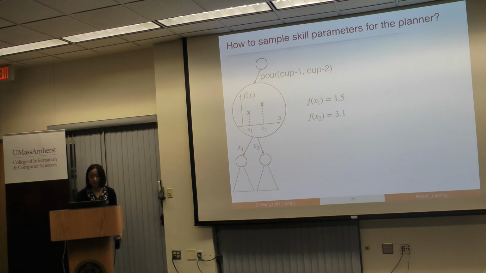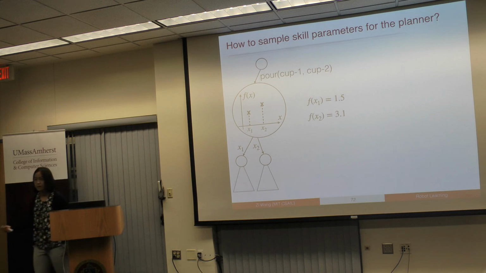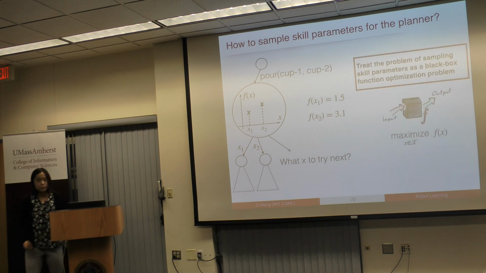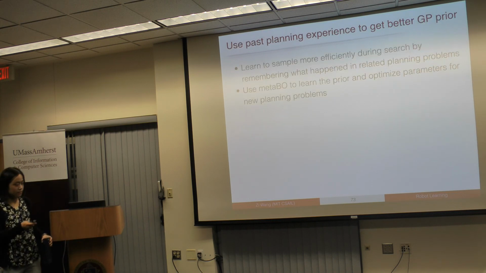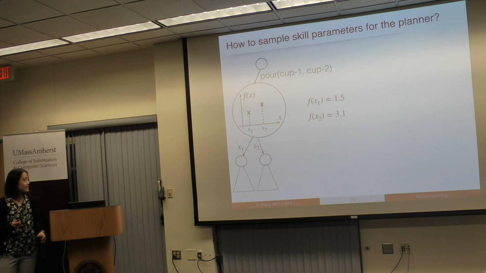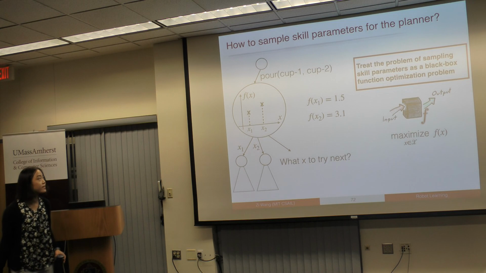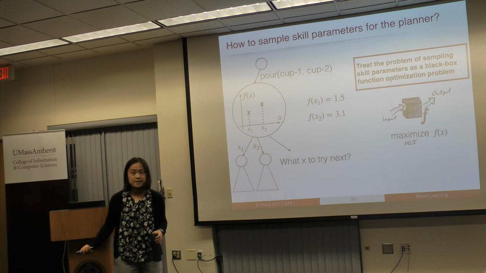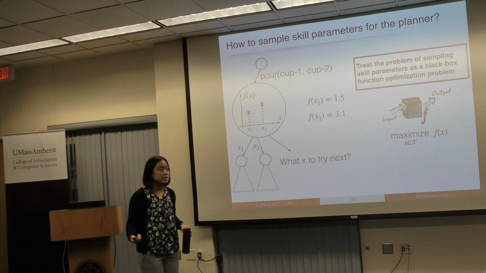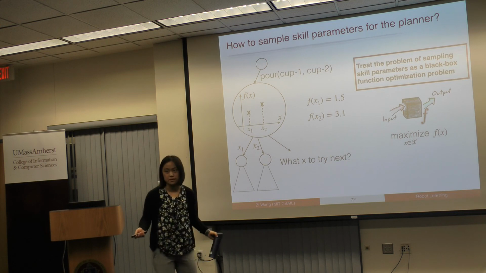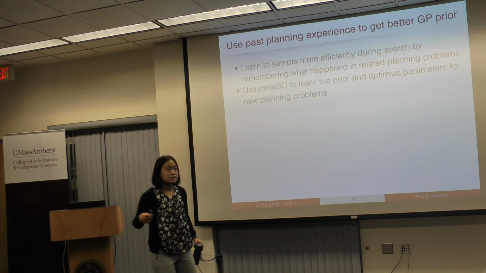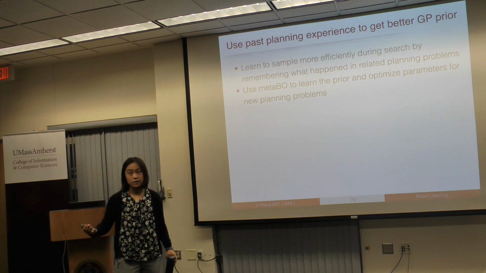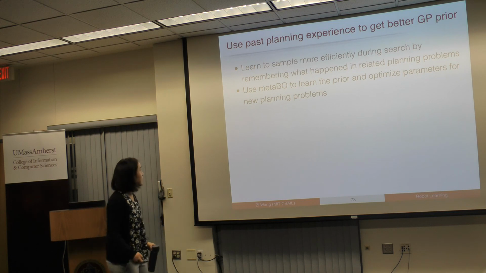We can keep doing this, and at one point we need to ask ourselves, what is the next x that we want to try? So we can view this problem of sampling these skill parameters as a black box function optimization problem. And then basically what we can do is try to use Bayesian optimization to solve it. And the nice thing is that we can, in fact, also try to estimate our prior using the past experience of planning.